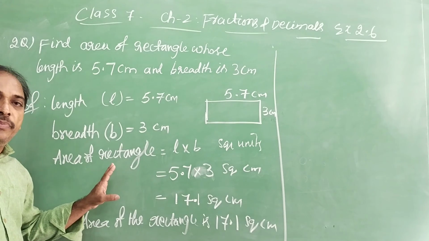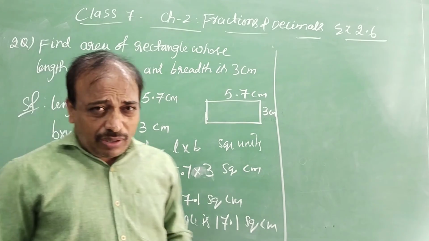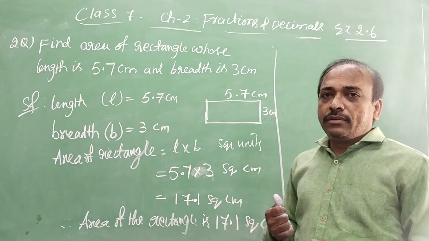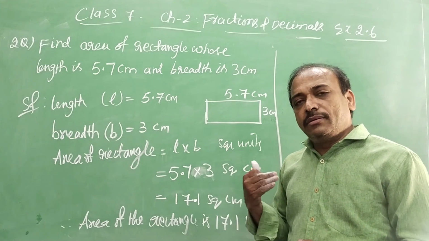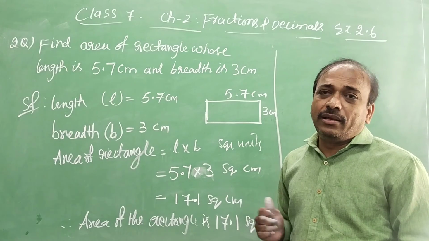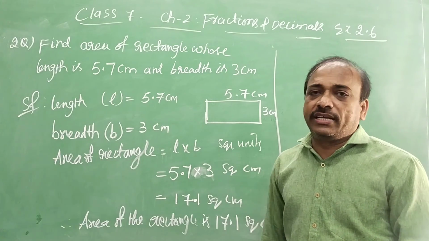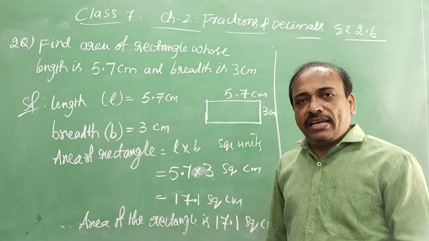Do you understand? So this is how we find the product of decimals, decimal to decimal, whole number to decimal, decimal number with multiples of 10, 100, 1000. Yes, students, clear?